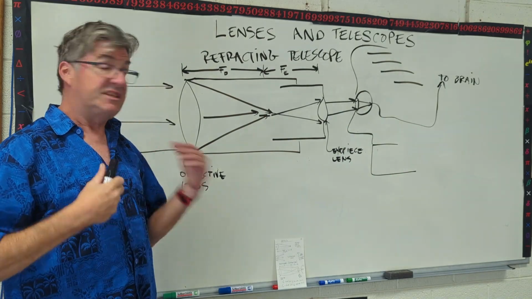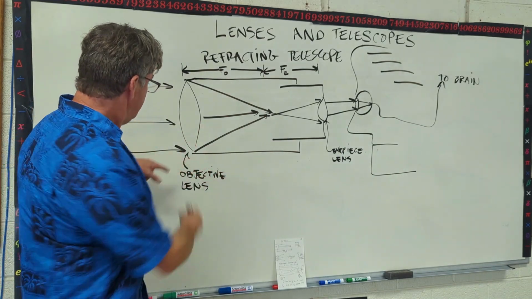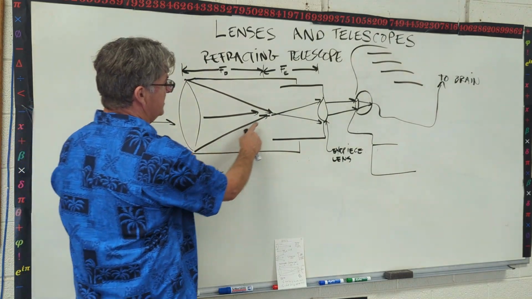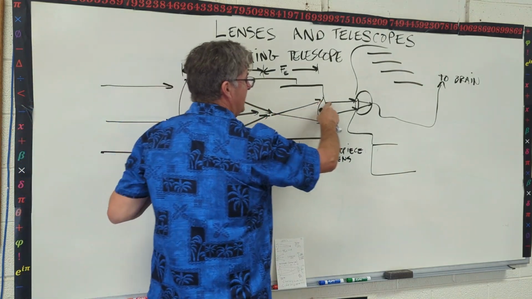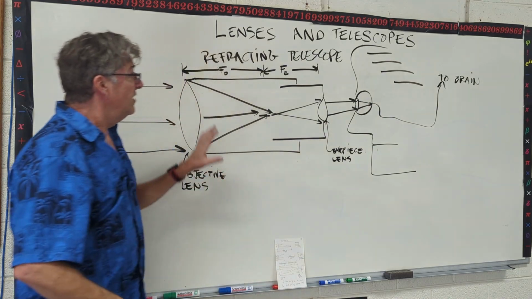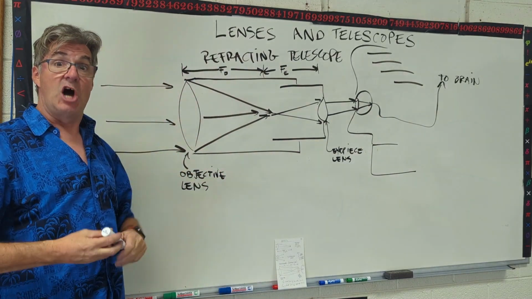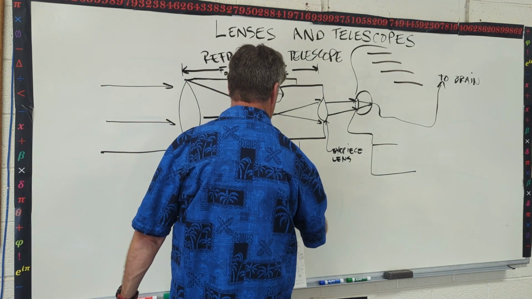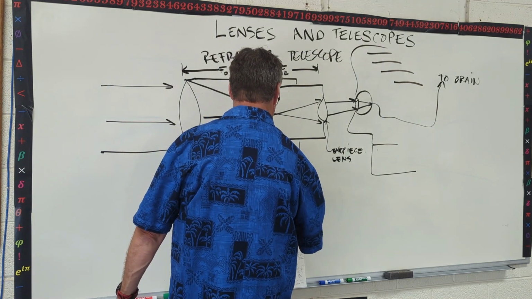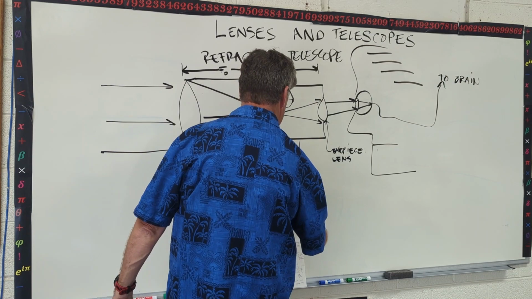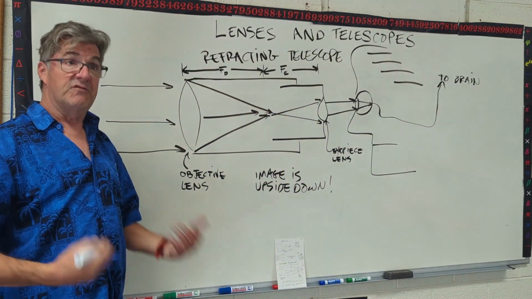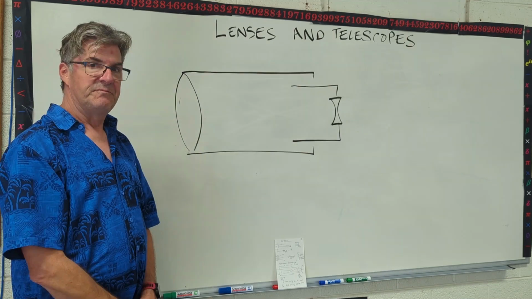Now there's a curious thing about this telescope, is here's the bottom and here's the top. The bottom light ray is being translated to the top, and it's going to go through to the eye. So this type of telescope makes the image upside down. Okay? And that's how a refracting telescope works.